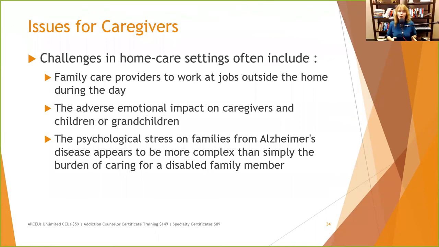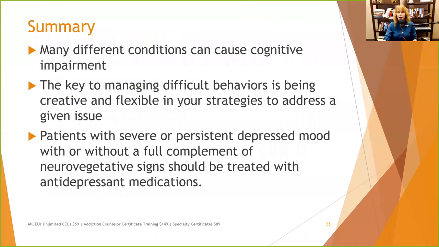There's, this is not what I expected to be doing. There's, I can't believe that I'm losing my parent and they're going through this, because this is the person I always looked up to, and now I'm having to help them bathe. There's a lot of other issues and subtle issues and boundary changes that caregivers have to deal with. Many different conditions can cause cognitive impairment. The key to managing difficult behaviors is being creative and flexible.